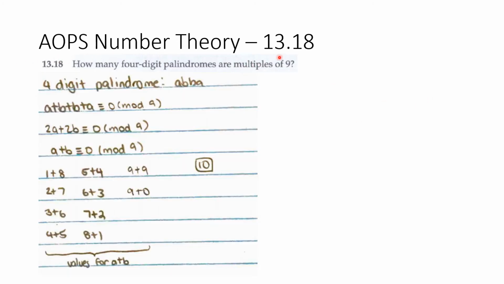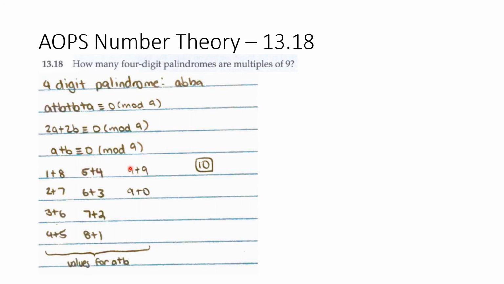AOPS number 13.18. How many 4-digit palindromes are multiples of 9? So a 4-digit palindrome can be written as ABBA. So A plus B plus B plus A is congruent to 0 modulo 9, since if you want it to be a multiple of 9, the sum of its digits is a multiple of 9. So 2A plus 2B is congruent to 0 modulo 9. So A plus B is congruent to 0 modulo 9.